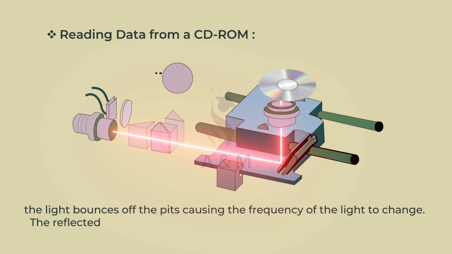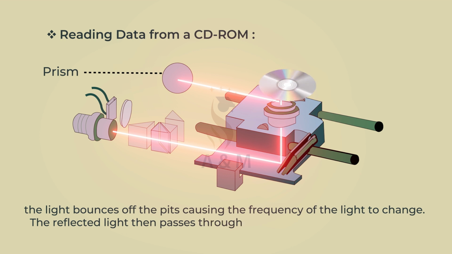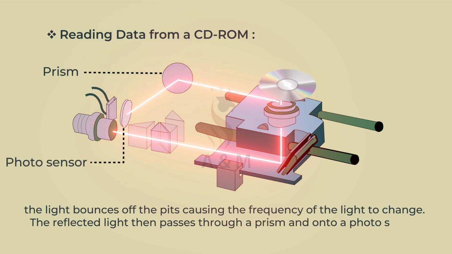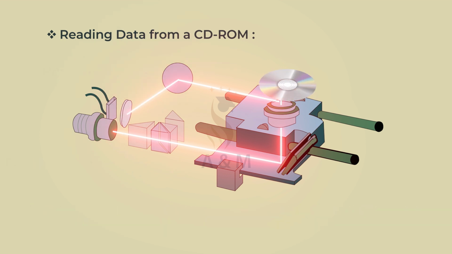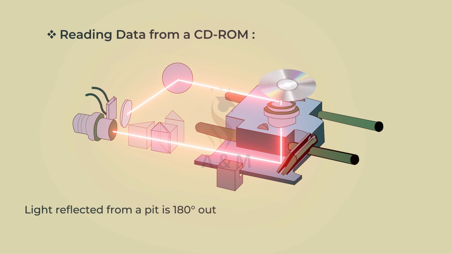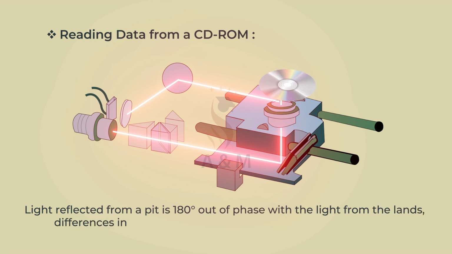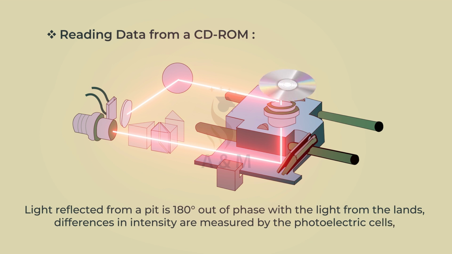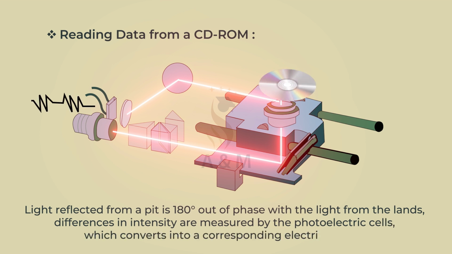The reflected light then passes through a prism and onto a photosensor. Light reflected from a pit is 180° out of phase with the light from the lands. Differences in intensity are measured by photoelectric cells, which convert them into a corresponding electrical pulse.